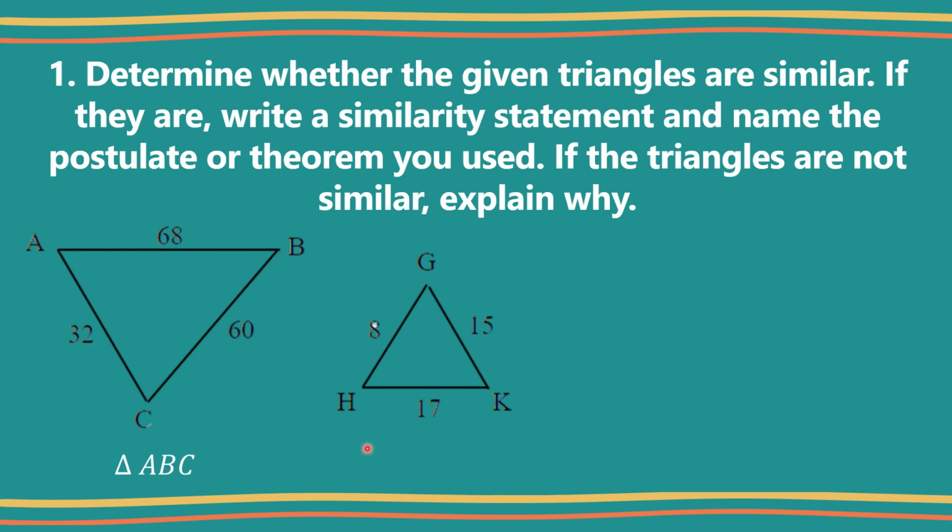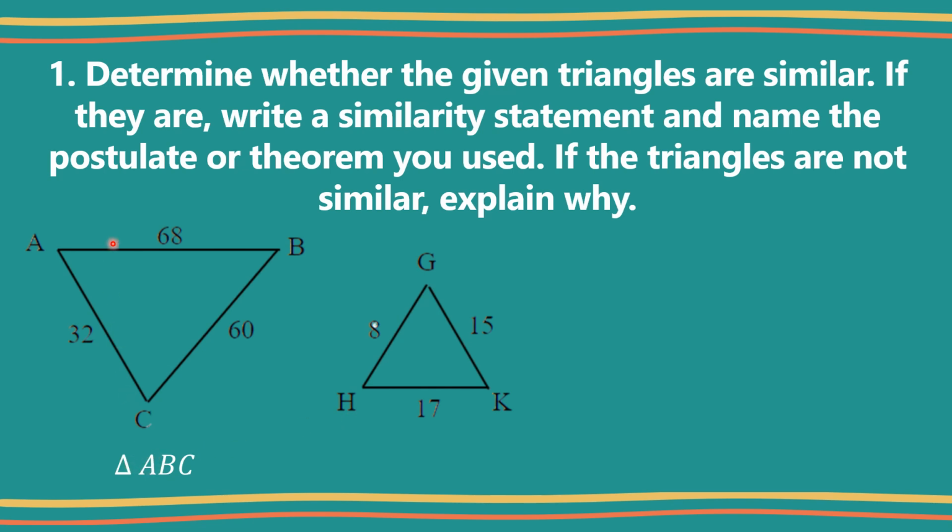So let's go over here to our other triangle and find the angle that is in between the largest side and the smallest side. Here's the largest side, 17. The smallest side is right here, 8. So this triangle is going to start with H. We know H is going to be the first letter in the name of this second triangle.